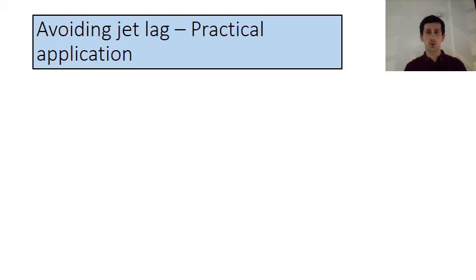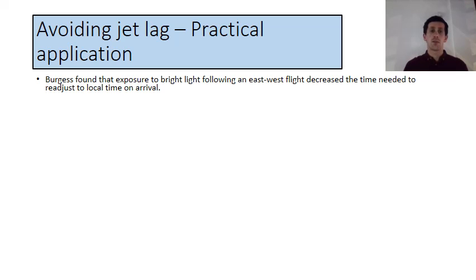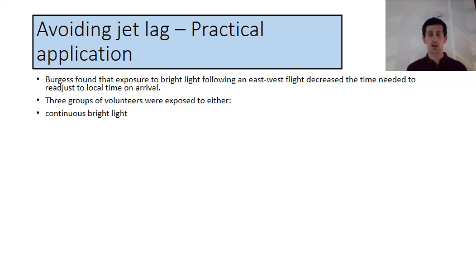So, how do we actually avoid jet lag then? Any of you that go off travelling might be able to use some of this when you take big long journeys. I just found that exposure to light, or bright light especially, following an east-west flight, decreased the time, okay, that they suffered from jet lag. So if you're exposed to bright light, you had less jet lag on time of arrival. There were 3 groups of volunteers. He had one group who were exposed to continuous bright light, one group intermittent, so every so often bright light, and one group just to dim light.